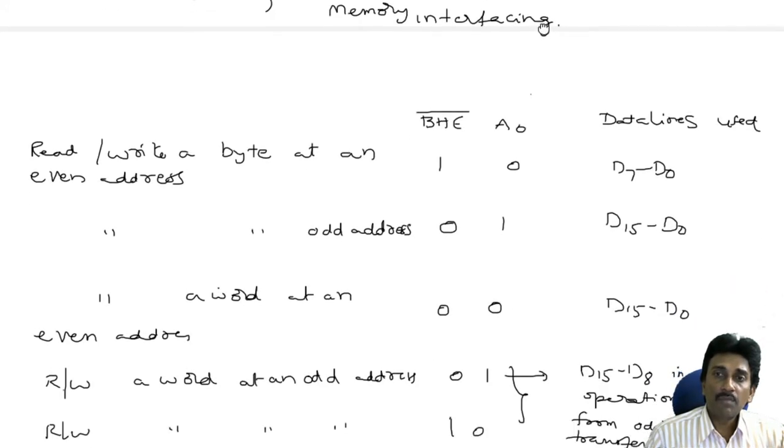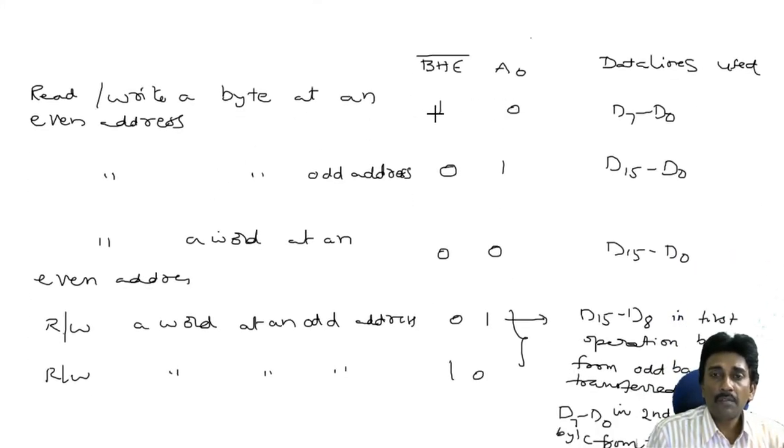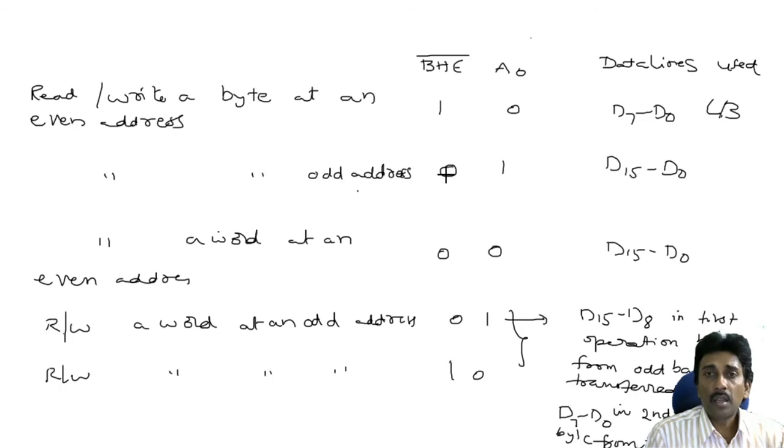Let us see the same thing here. BHE bar and A0 selecting 10 means read or write a byte at an even address. So the D0 to D7 lower byte will be transferred. In the same manner, to read or write a byte at an odd address, you need to select BHE bar and A0 as 01, so that the D8 to D15 data lines are used. That means the higher byte, the most significant byte.